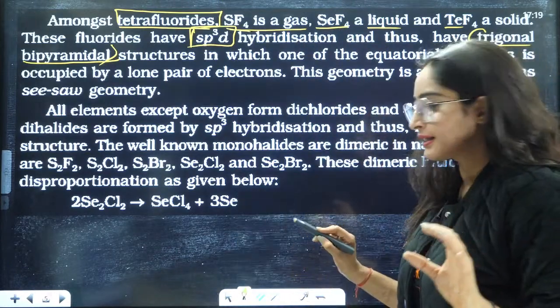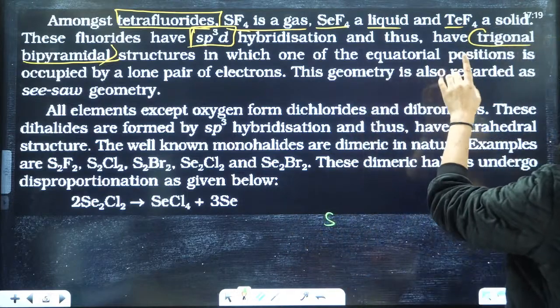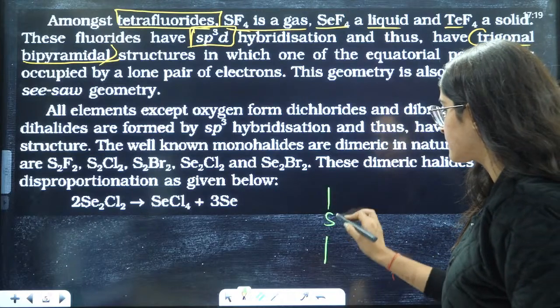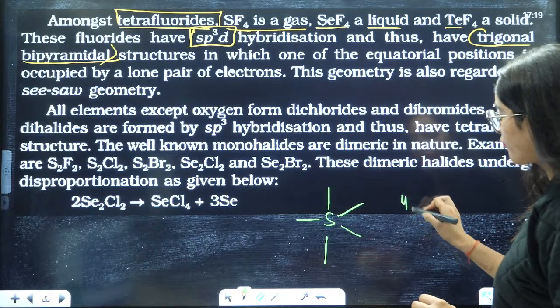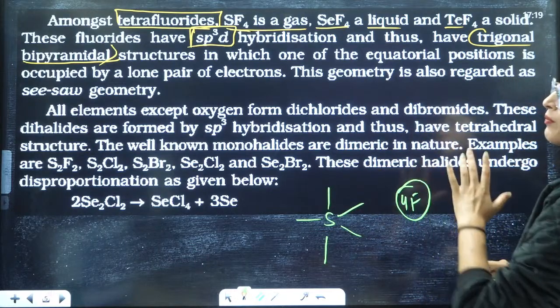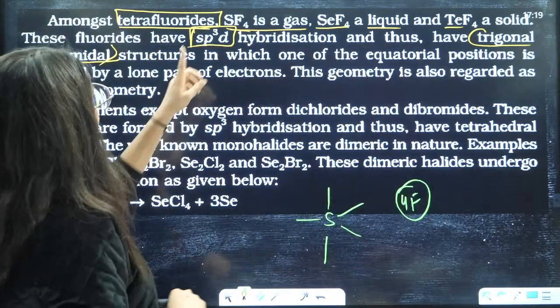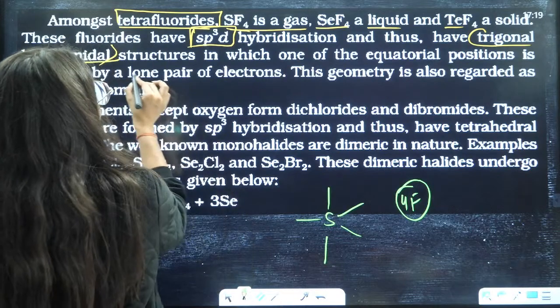So what exactly are they telling you? They are saying that you have SF4, having a trigonal bipyramidal structure. That means this kind of structure it is having. Now the question is, you have only 4 F. Where will the lone pair be? They are saying that one of the equatorial positions is occupied by a lone pair.